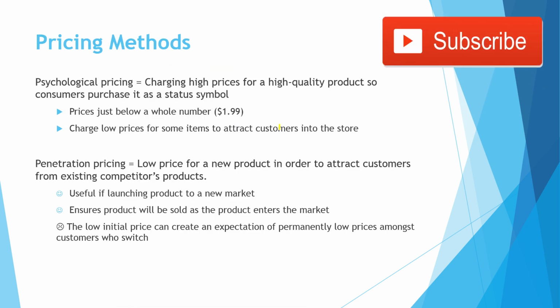So here are some other methods of pricing. Psychological pricing: charging high prices for a high quality product so consumers purchase it as a status symbol. Price just below a whole number, for example $1.99, or charge low prices for some items to attract customers into the store, and other items charge high, so when they come to buy the low price item, they also see the others and buy them.